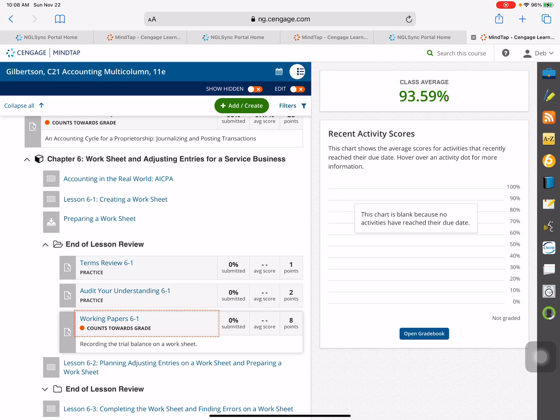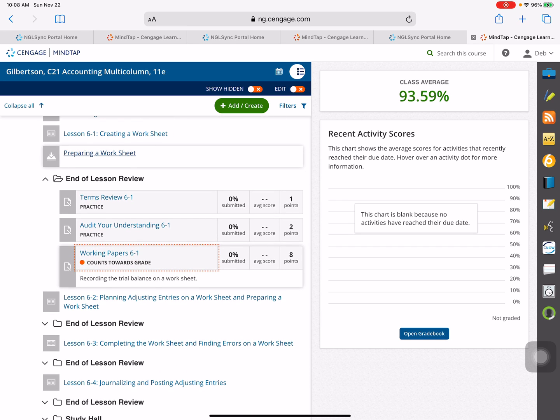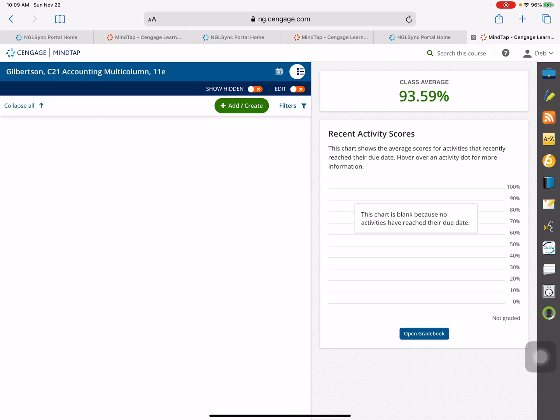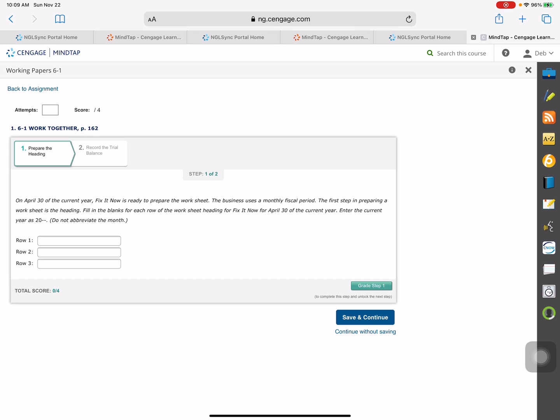We're going to complete the working paper 6-1, so go to your online book, chapter 6. Remember, we're going to go to lesson 6-1, end of lesson review, go to your working papers, and click on Work Together 6-1. The first thing we're going to do is prepare the heading.